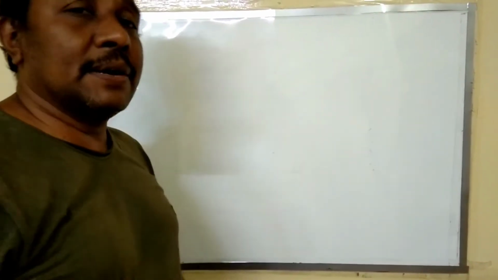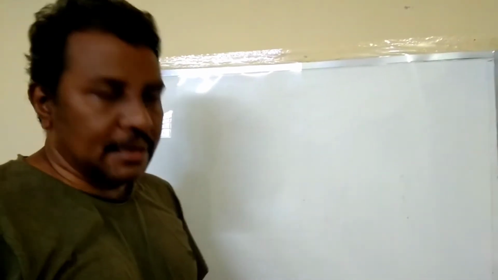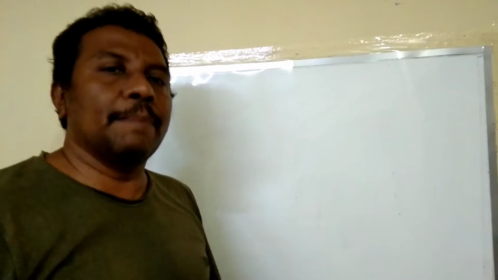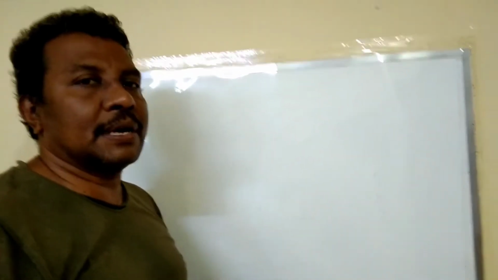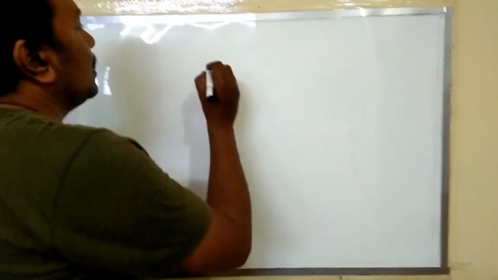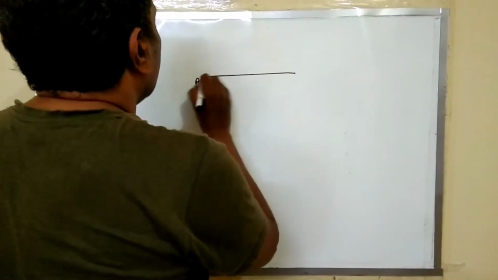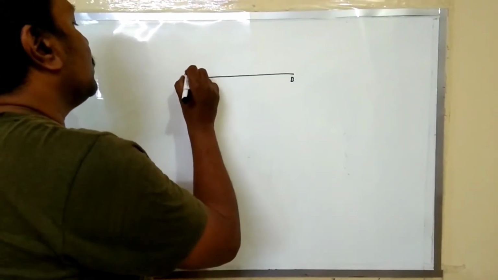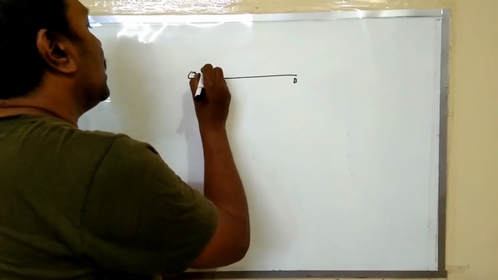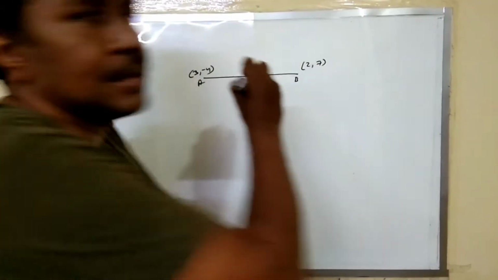In the previous class, we discussed the section formula. Today, we will discuss how to apply the section formula and the formula for finding the midpoint of a line segment. First, take a line segment AB whose coordinates are, say, (3, -4) and (2, 7).